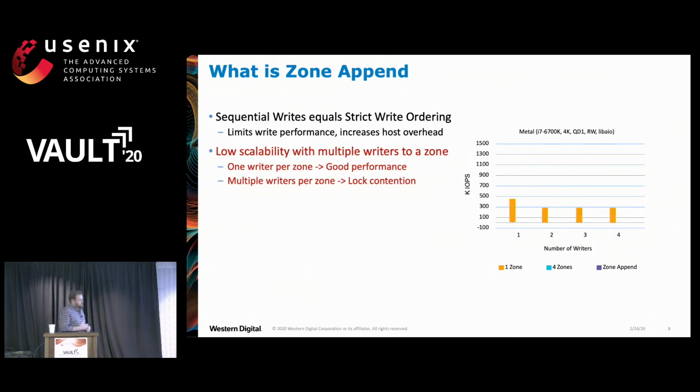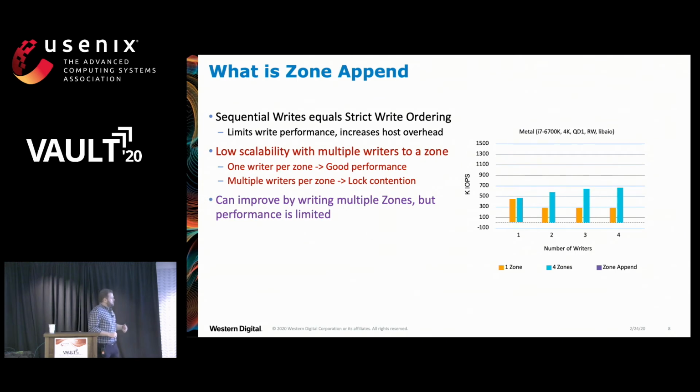So that doesn't really scale. Here are some numbers showing the number of writers to a single zone. With one writer to a single zone, you can do about 500K IOPS. If you do 2, 3, and 4 writers, you drop down to 300K. That's all lock contention: Hey, can I write? No. Hey, can I write? Yeah. Well, we can do better. We can scale out to write to multiple zones, like 4 zones, and we get a little bit more performance.